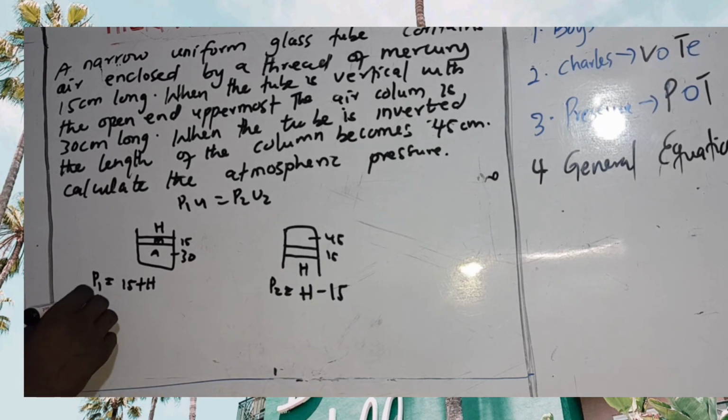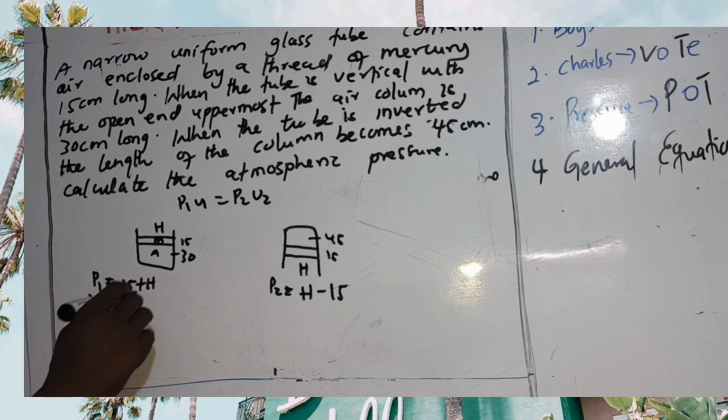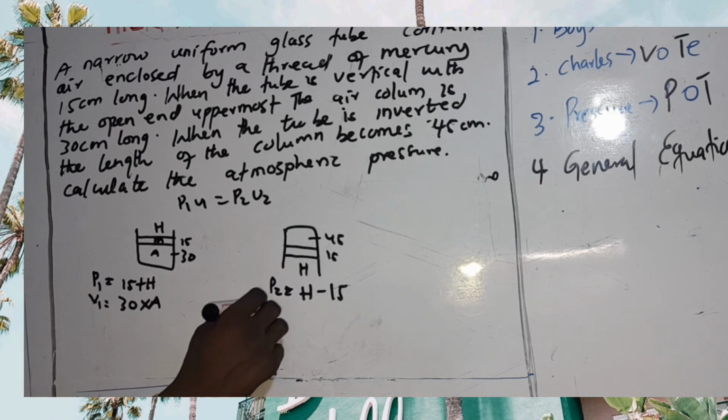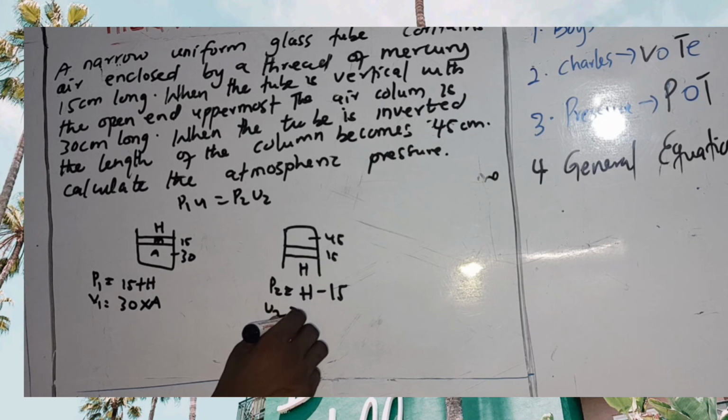Let's find the volume V1. The volume here is going to be length times cross-sectional area, which is 30 centimeters times the area. So centimeters times area will give you the volume. Then the volume V2 is going to be the air column, which was 45, so it's going to be 45 times A.